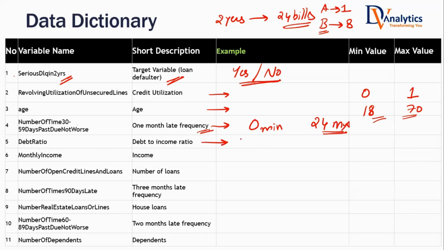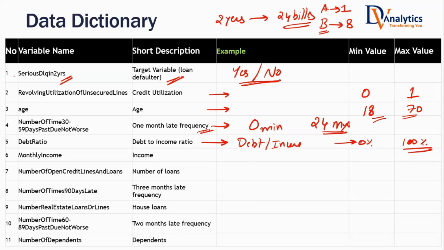Debt ratio. Debt divided by income. Debt is monthly EMIs. Let's say you're paying 30,000 as EMIs every month. Your salary is 1 lakh. What is your debt ratio? 30%. So tell me what is the minimum value that it can take, debt ratio? 0%. What is the maximum value? 100%. It can go beyond 100 also, but 100 itself is very rare, isn't it?